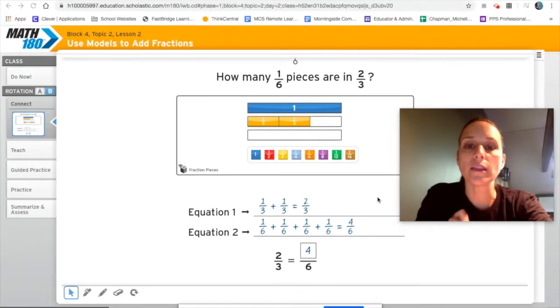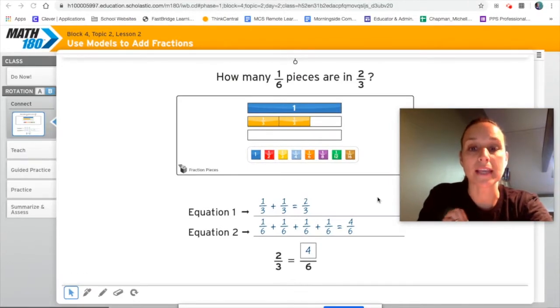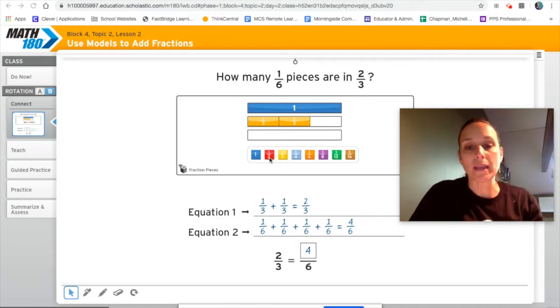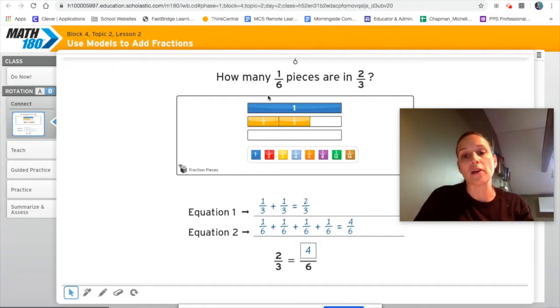If we think back to our last lesson where we were trying to make equivalent fractions in order to add unlike denominators, we can remember that when we looked at 1/3 and 1/3, which made 2/3, we made equivalent fractions by taking those 1/6 pieces and placing them up there. And we realized that 4 1/6 pieces was the same as 2/3. Therefore, we found out that 2/3 and 4/6 were in fact equivalent fractions.